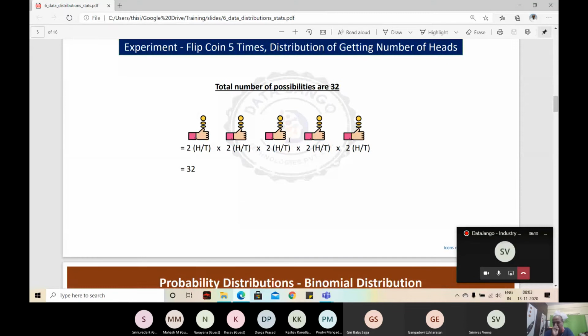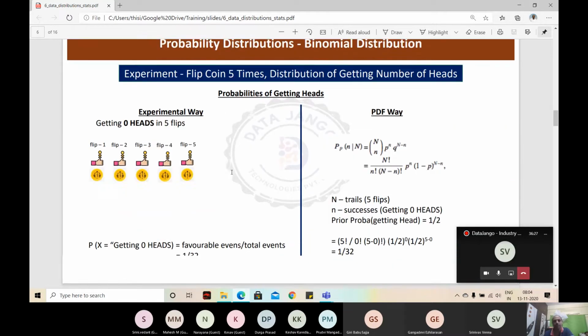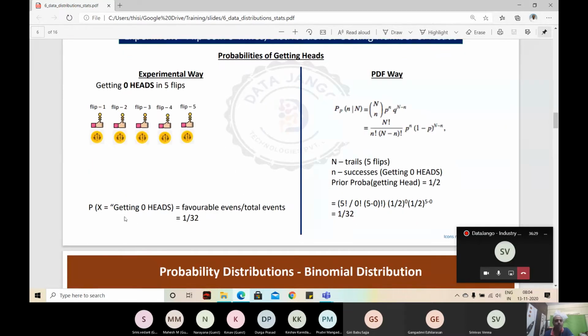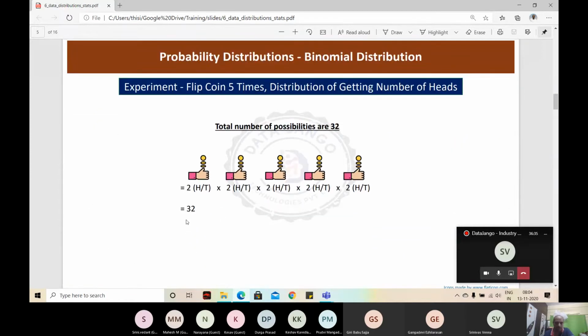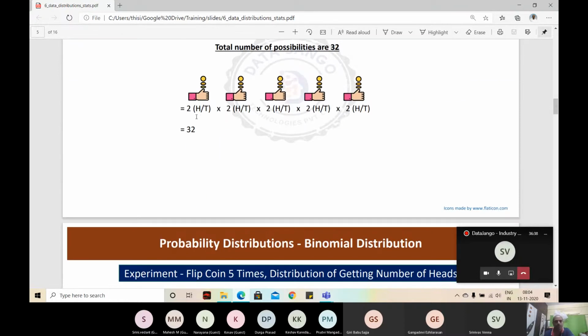Let me show you the example first, and then we'll go into the theory. So I threw a coin 5 times. There will be 2 possibilities each time: head or tail, head or tail, head or tail, head or tail, and head or tail. Total 32 possibilities are there. What are those combinations? First head, rest all heads. First head, rest all tails. This one head, this one tail, this one head, this one tail, this one head. Like that, there will be 32 combinations.